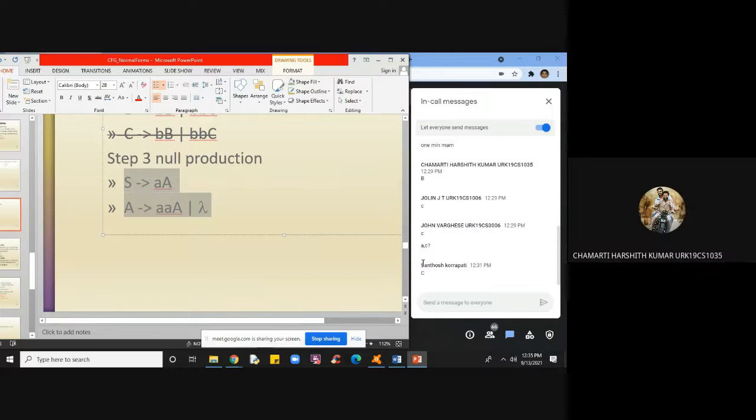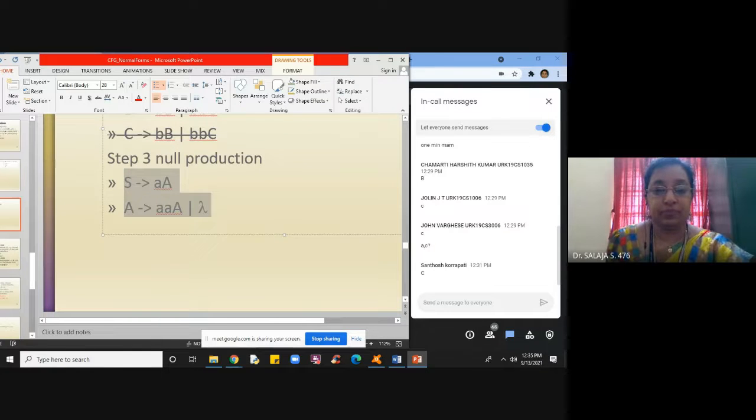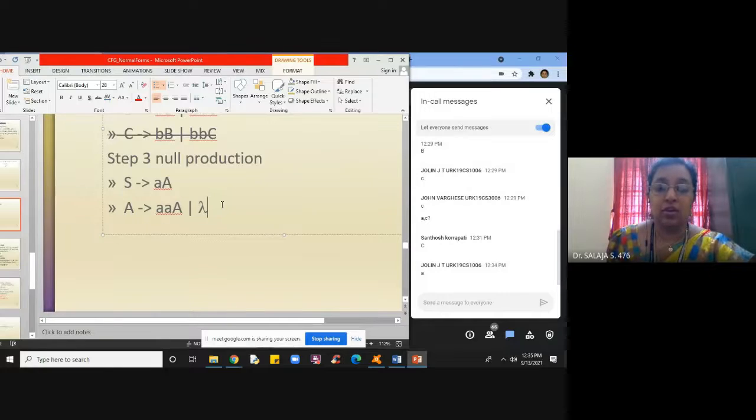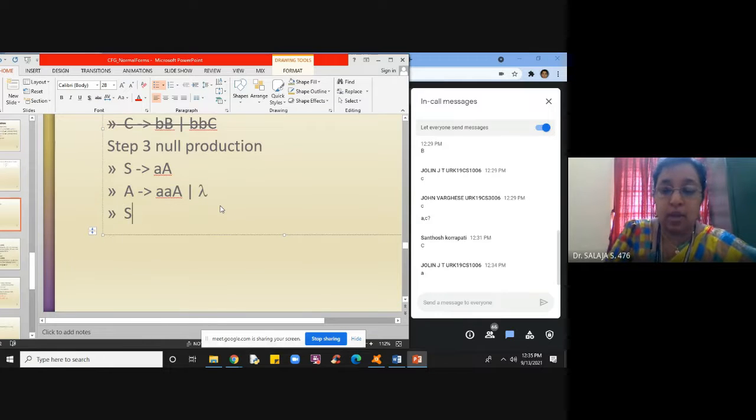So now you have the null production with a null variable as A. If you look at A's production, it has two alternatives: either it can go with A or it can go ahead with lambda. What if A produces lambda? In that case, the first production becomes A alone.